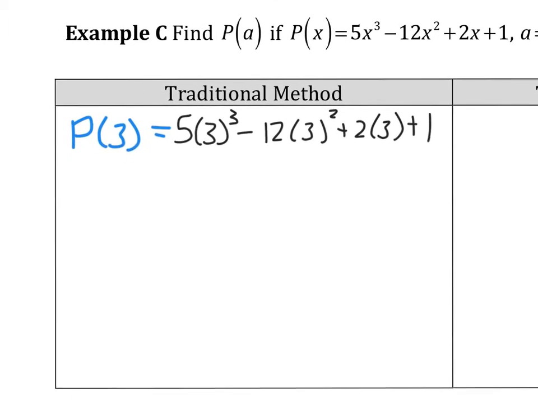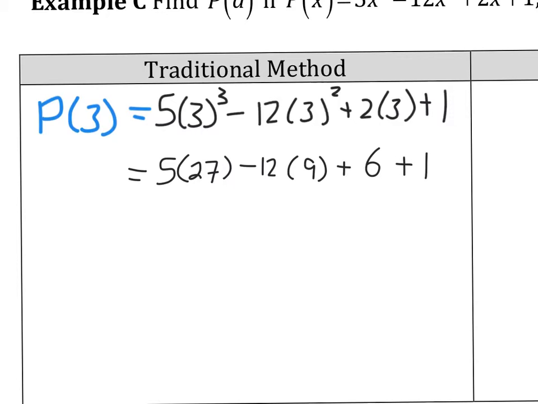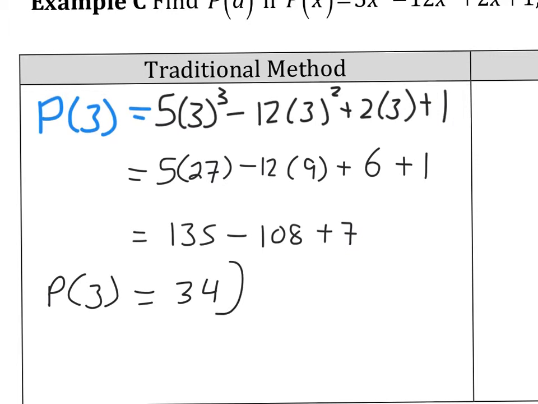Remember that when we're doing our order of operations, the grouping symbols come first and then exponents. So I have to cube this first, square this first. So don't say 5 times 3 and then cube it. So in this one, we get 5 times 27 minus 12 times 9 plus 6 plus 1. That's 135 minus 108 plus 7, which equals 34. So this function, when you insert a 3, out comes a 34. All right, old school method, no big deal.